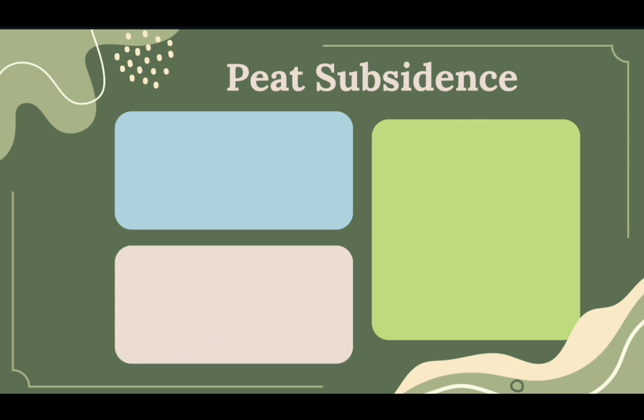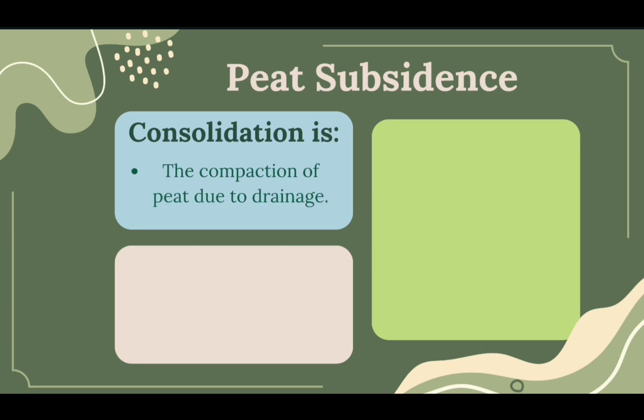When peat is drained, it sinks down. This is called subsidence. Peat can hold up to 20 times its weight in water, so without that water supporting its weight, it compacts. This then squeezes out even more water, causing more compaction, in a process called consolidation. This is the main cause for peat subsidence.